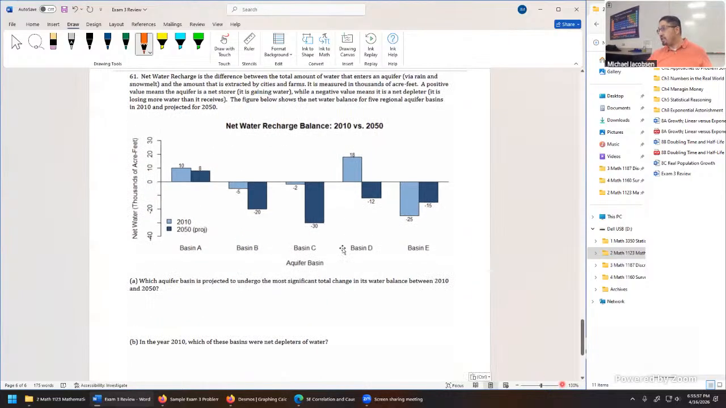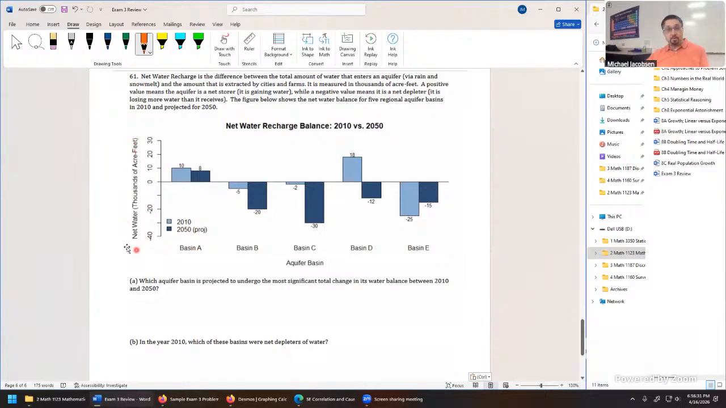So this information here is about the net water recharge. We're told it's the difference between the total amount of water that enters an aquifer, like the massive aquifer in the state of Idaho, via rain, snow melt, and maybe other processes, and the amount that's extracted by cities and farms. So we do draw from our own aquifer quite heavily. As the population of Idaho goes up, we draw even more. It's measured in thousands of acre feet of water.